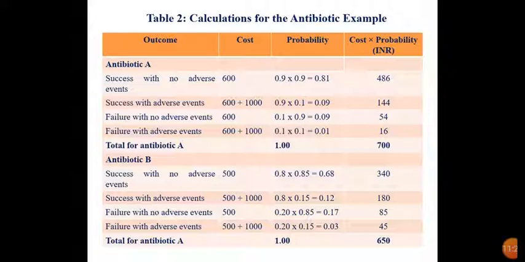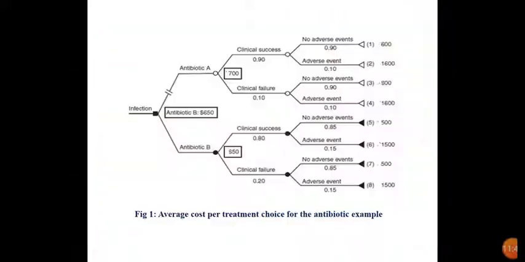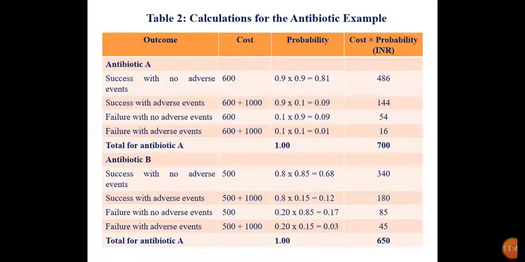Success with an adverse event is 500 plus the adverse event cost of 1000 rupees, so it will become 1500. Then for success with an adverse event, success is 80%, and an adverse event is 15%, that is 0.8 into 0.15, then it becomes 0.12. So the cost and probability is 180.